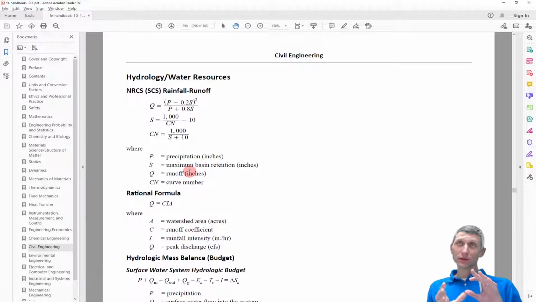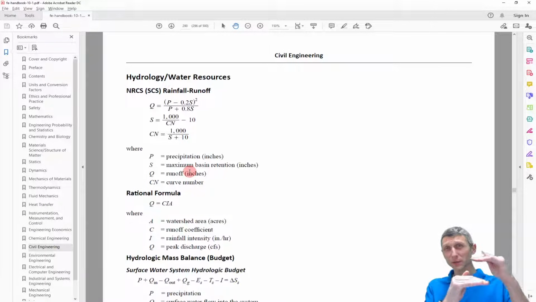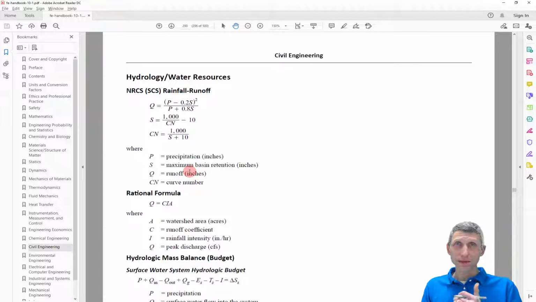So the NRCS method is based on TR-55, and maybe you've seen that before, but there's a bunch of forms. These forms get played out in water resources programs, like HydroCAD, for example.